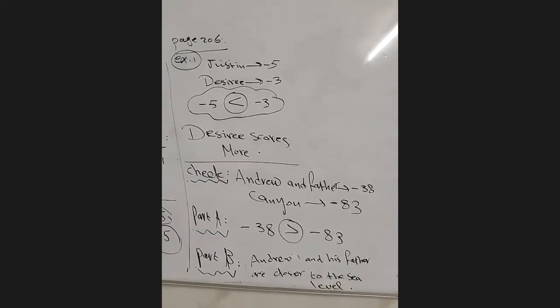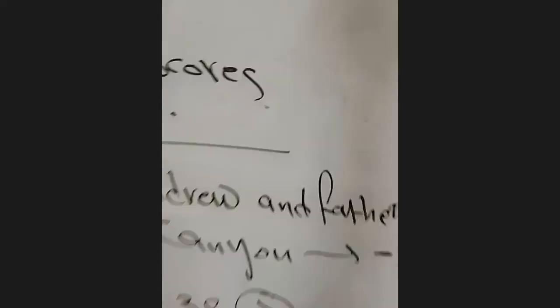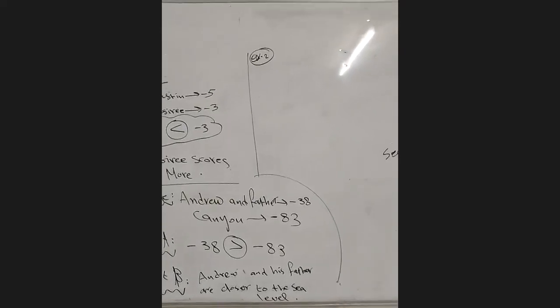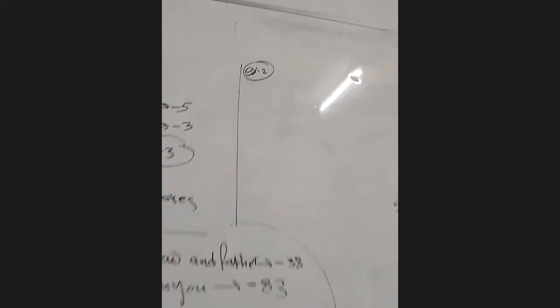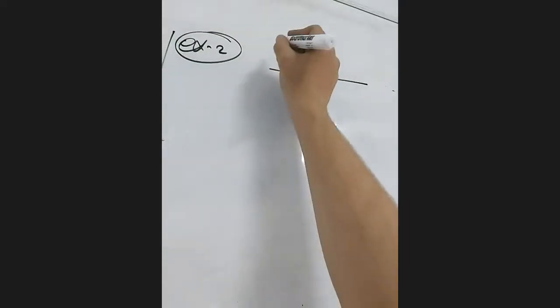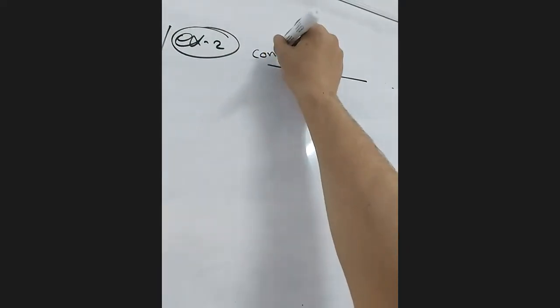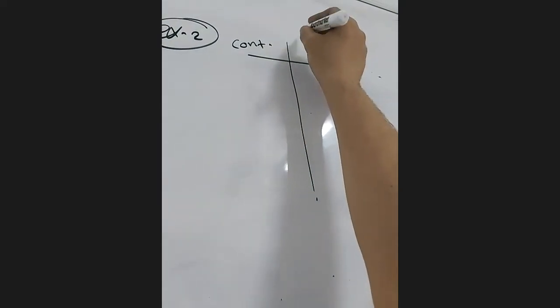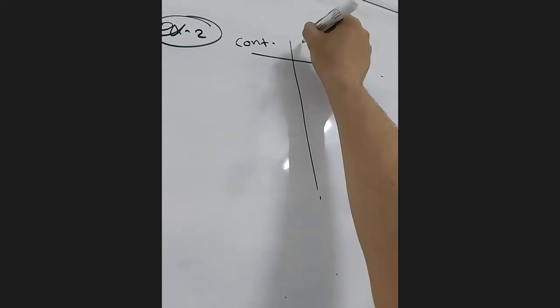Right. Let's go to the next example. Example 2, quickly. Hamza, go. Example 2. The table shows the lowest accessible elevations for 7 continents.